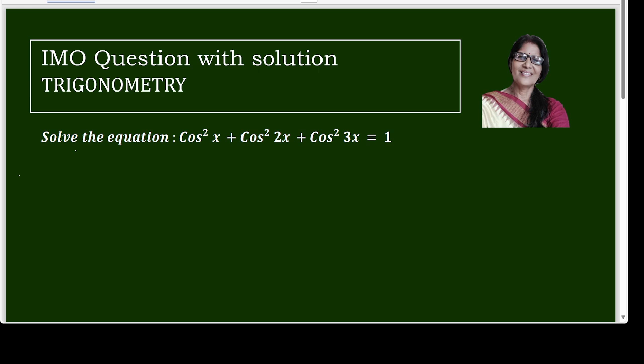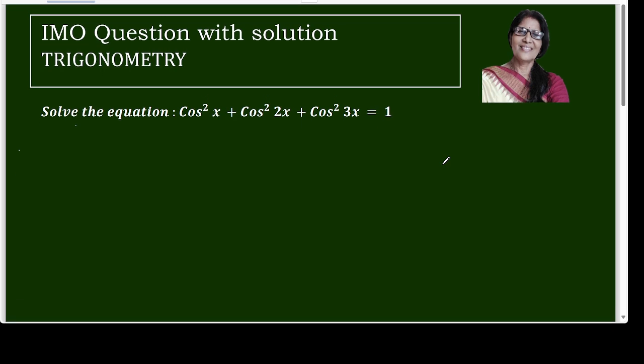Today I have taken an International Math Olympiad question. It was asked in 1962. Based on trigonometry, solve the equation cos square x plus cos square 2x plus cos square 3x equals 1. You may find many solutions on the net, but I'll give you a very short, quick method.